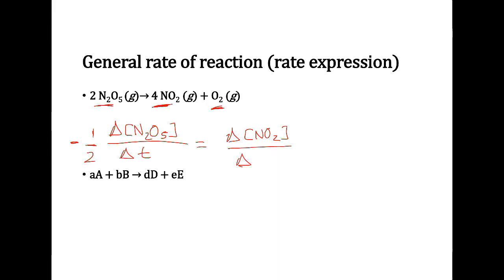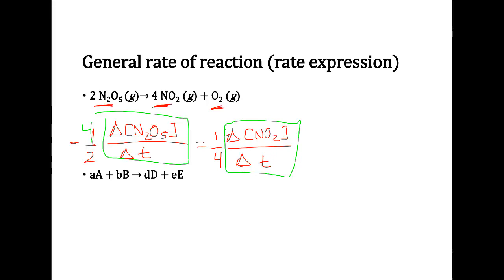But then over here for the formation of NO2, there's 4 moles of NO2 being formed for every 2 moles of N2O5 that are decomposing, so we'll put 1 over 4. Okay? And if you were to multiply both sides by 4 to find the rate of just NO2, what you'd find is that it's going to be twice as fast as the rate of N2O5.